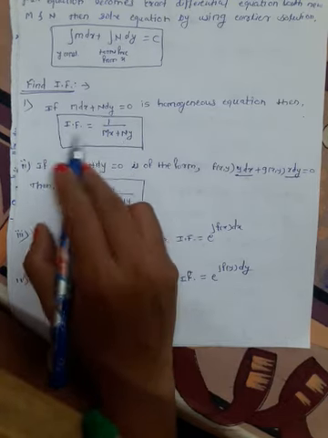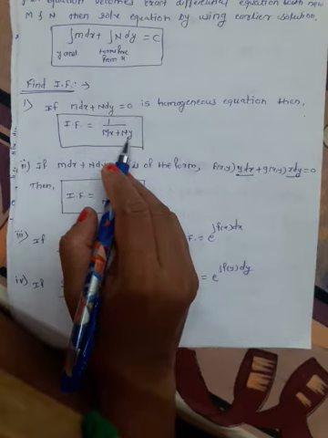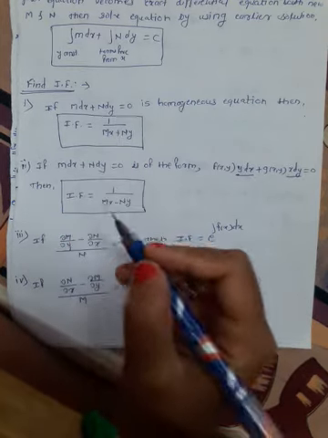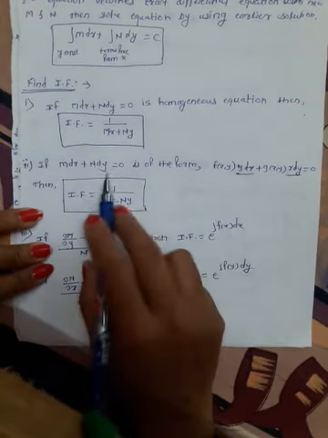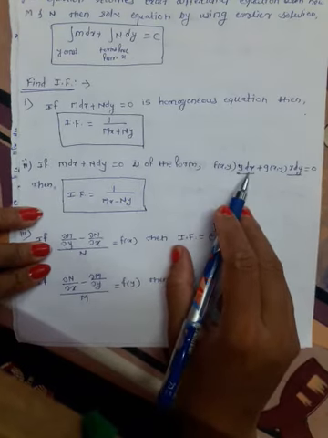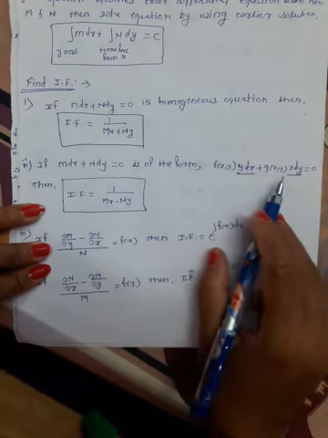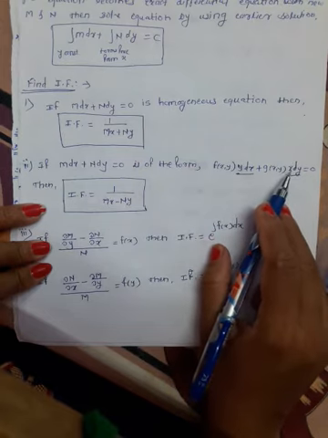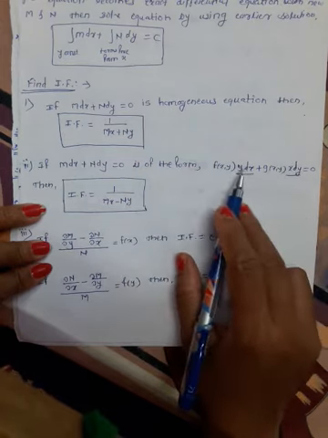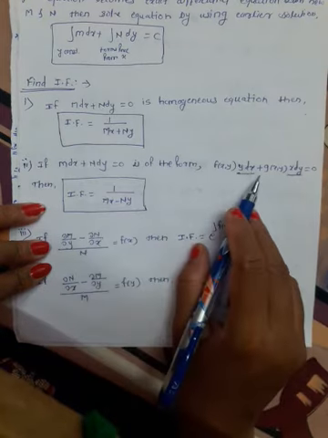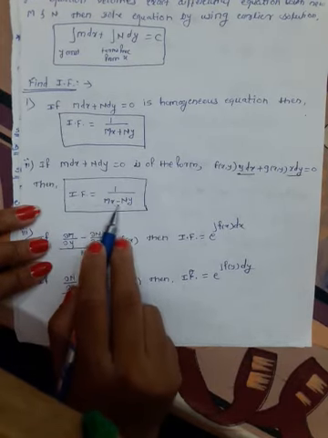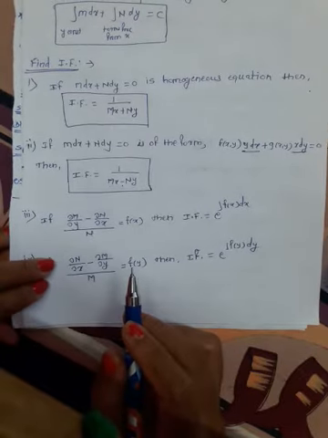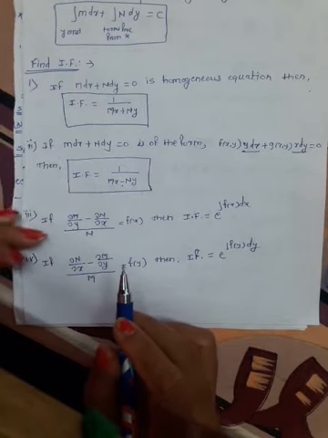Okay, integrating factor is 1 upon mx plus ny. If the given equation is not homogeneous, then check the second condition. If M dx plus N dy equals 0 is of the form f(xy) y dx plus g(xy) x dy, meaning dx attached to y, and dy attached to x, then the integrating factor is just replace the plus by a minus sign: 1 upon mx minus ny.